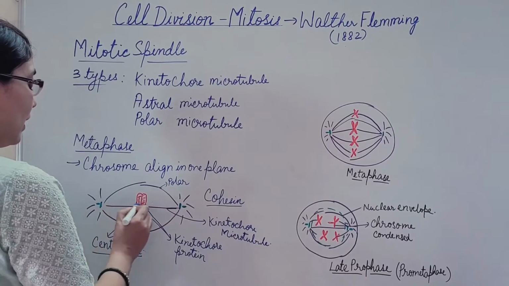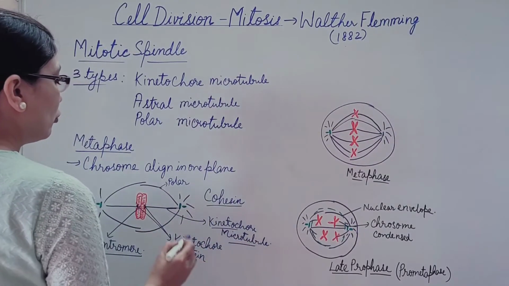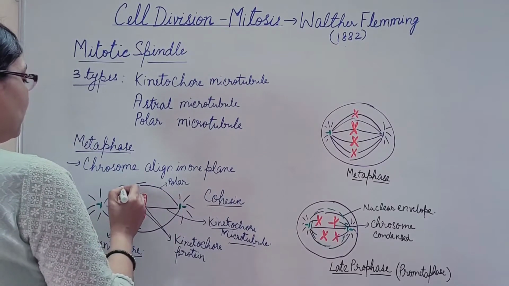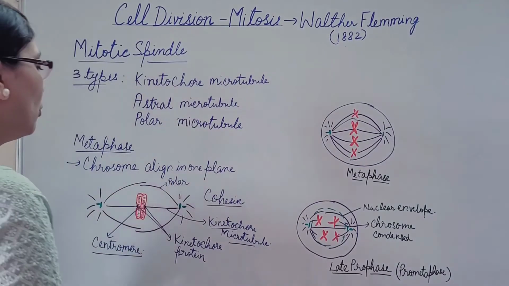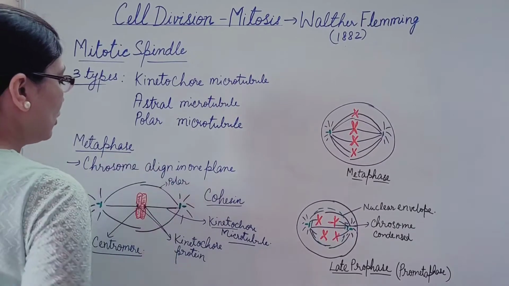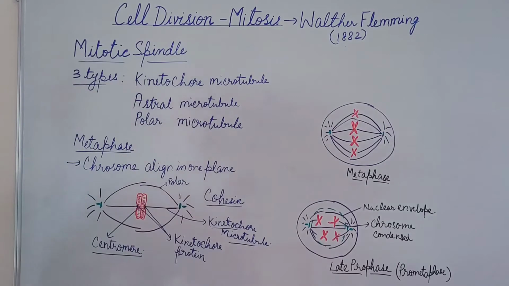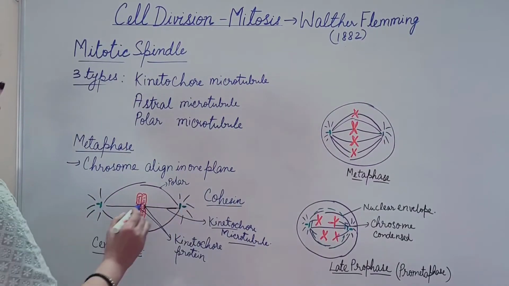Microtubules which come and attach to this kinetochore protein is known as kinetochore microtubule. Microtubule which extends from the two poles but are not attached to the chromosome is known as the polar microtubule. These interdigitate each other, that is, these are interlocked. And microtubules which radiates from the centrosome is known as the astral microtubule.